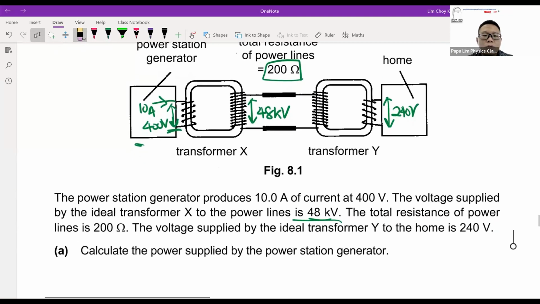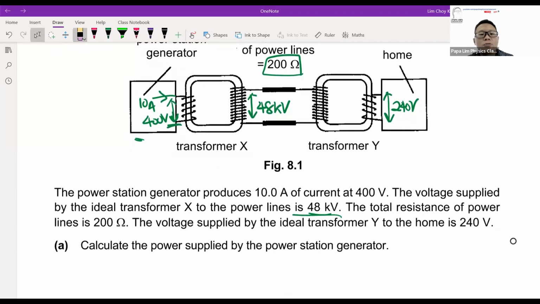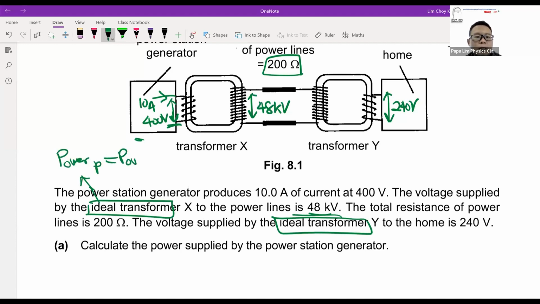Both are ideal transformers. What does this statement mean? Students, you need to be aware of this. When you have an ideal transformer, one of the common things we have is that the power at the primary is equal to the power at the secondary. Important information that we need to know about the ideal transformer.